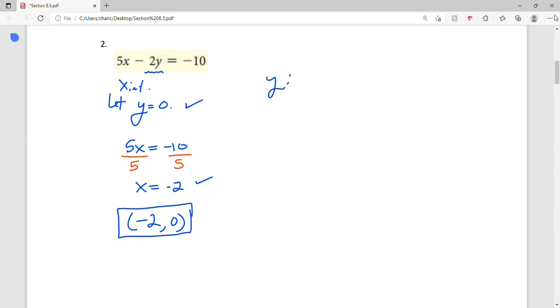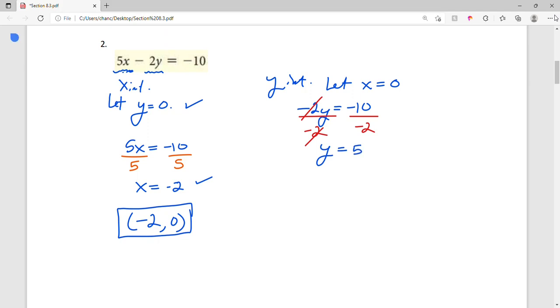To find the y-intercept, you let x be equal to 0. And if x is equal to 0, this part of it cancels out, leaving us with -2y is equal to -10. I can divide both sides by -2 to get the y by itself. y is equal to +5. This is our x-coordinate, and this is our y-coordinate. So we have the ordered pair (0, 5) as our y-intercept.